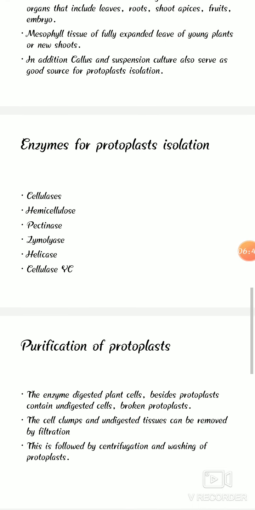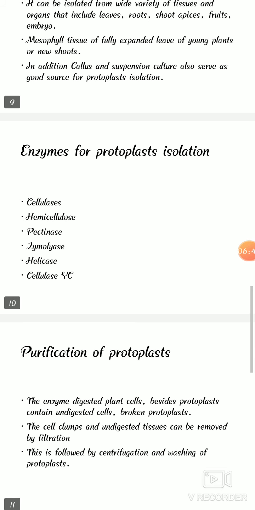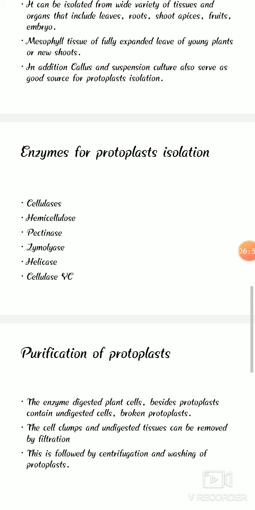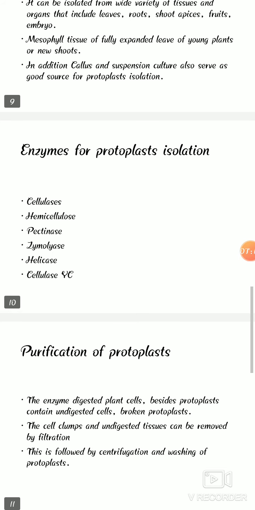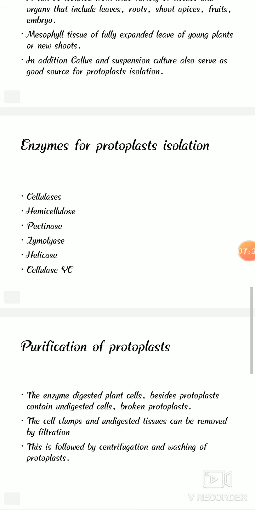Chemically, the plant cell wall is mainly composed of cellulose, as we all know, hemicellulose, and pectin, which can be respectively degraded by the enzymes cellulase, hemicellulase, and pectinase. So these are the various enzymes which we will use in the isolation of the protoplast. Various enzymes for protoplast isolation are commercially available. Okay, so I have written here the enzymes for protoplast isolation: cellulase, hemicellulase, pectinase, zymolase, helicase, cellulase YC, and there are many more.